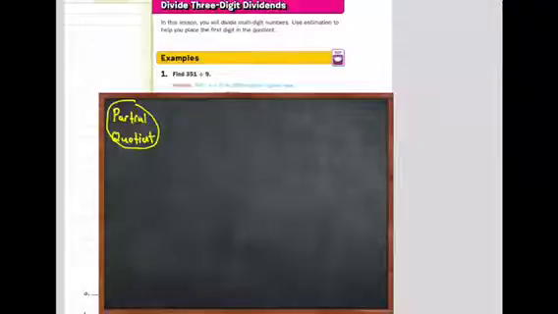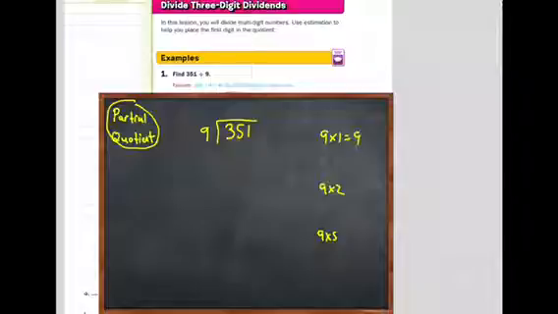So I'm going to start with number 1, and I have to figure out 351 divided by 9. So I'm going to get it set up, 351 divided by 9, and I'm going to come up with my helper facts. Remember, times 1, times 2, and times 5 are the easiest helpers. The reason we use those is because if you know 9 times 1, you know 9 times 10, you know 9 times 100.